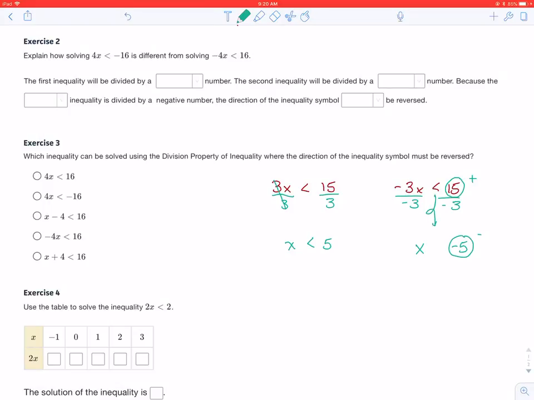So what we have to do in order to keep this inequality true, in order to find the values of x that make this inequality true, is we have to flip the sign. So that less than sign now becomes a greater than sign because we divided by a negative number, and it would have been the same thing if we had multiplied by a negative number. So key point to take away from this exercise 2 is that when you multiply or divide by a negative number, it's going to flip or reverse the sign, whereas multiplying or dividing by a positive number, like we did in this first inequality, does not flip the sign.